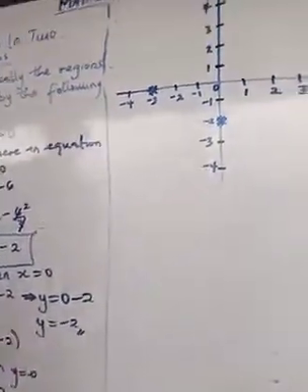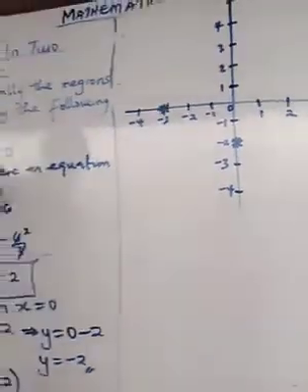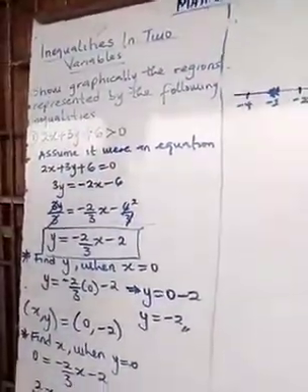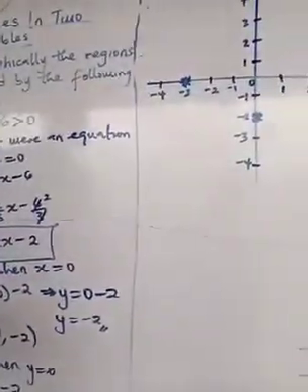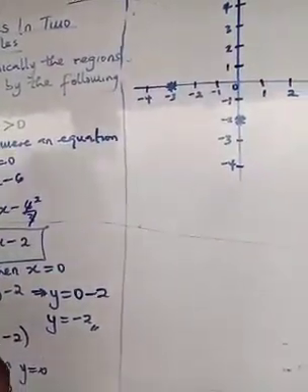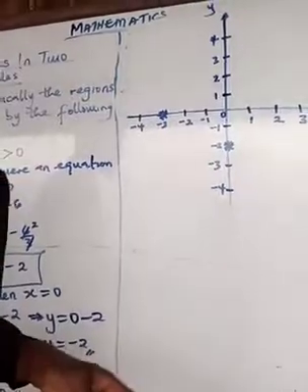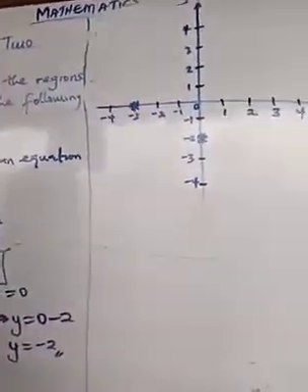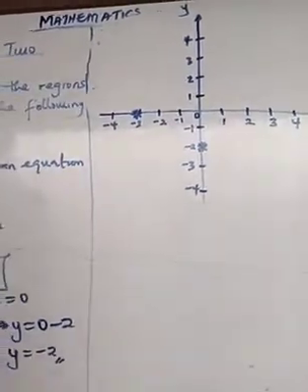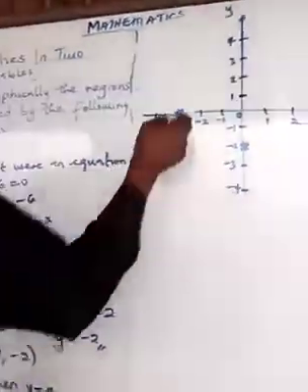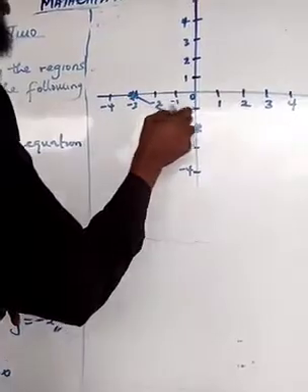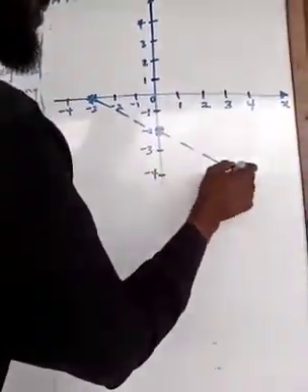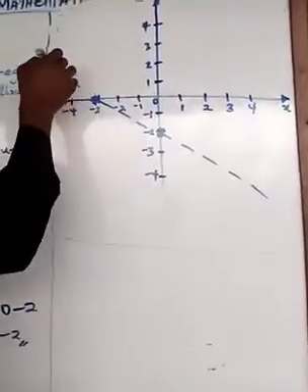Now how do we join these points? You check the sign. It is an ordinary greater than sign, and I mentioned earlier that if you have ordinary greater than or ordinary less than, you use dotted lines. But if it is greater than or equal to or less than or equal to, you use a continuous line. So this is greater than, so we are using dotted lines.